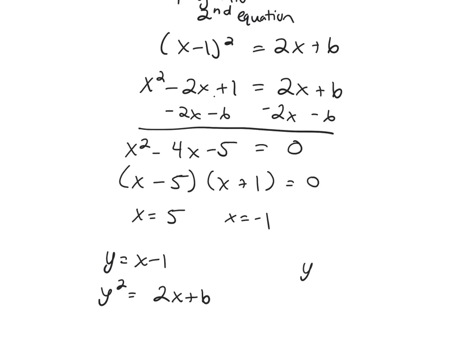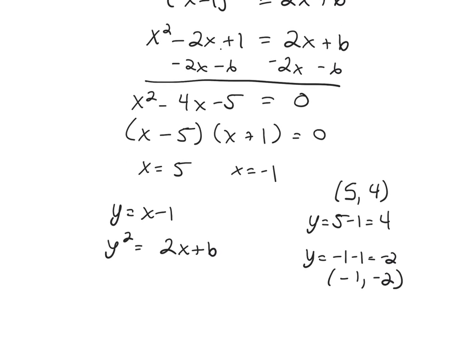Plug it in. If I plug in 5, you'll get 4 for y, so my first intersection point is 5, 4. And if I plug in minus 1 in place of x, I get minus 2. So my second intersection point is minus 1, minus 2. Okay? These are my two intersection points.